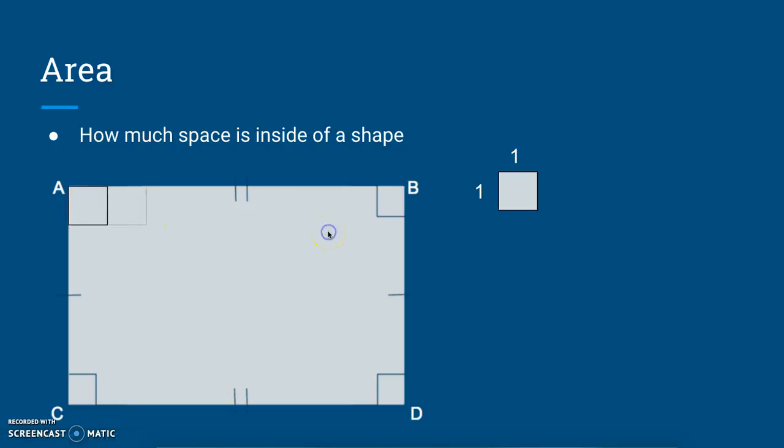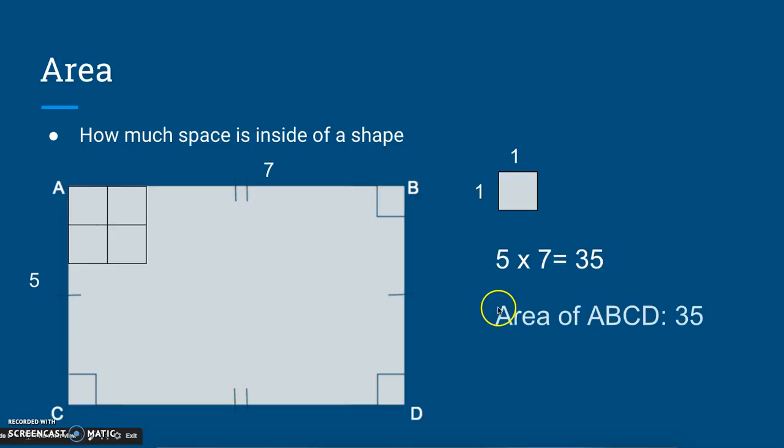So I could go through and add each of the squares individually and count them all, but that's going to take a long time. But another way that I can find area is by taking the dimensions of the square and multiplying it by another dimension. So I know that the measure of AB, or the dimension of this side of the square, is 7, and AC is 5, so I can multiply 5 times 7 to find the area. 5 times 7 is 35. So that means that the area of ABCD is 35.